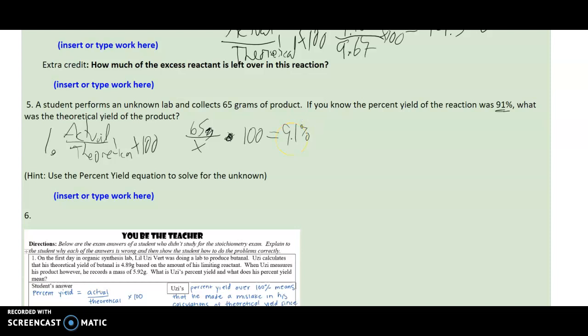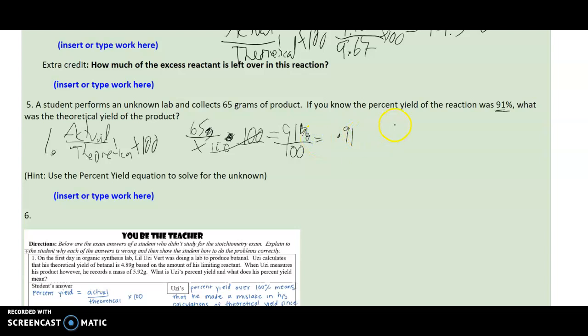Sweet. So first thing I'm going to do is the math way. I want to get x alone. If I have 100 on the top here, one way I can get rid of it is by putting 100 on the bottom and getting rid of it. If I do that to that side, I have to do it to this side. So 91 divided by 100 is actually 0.91.